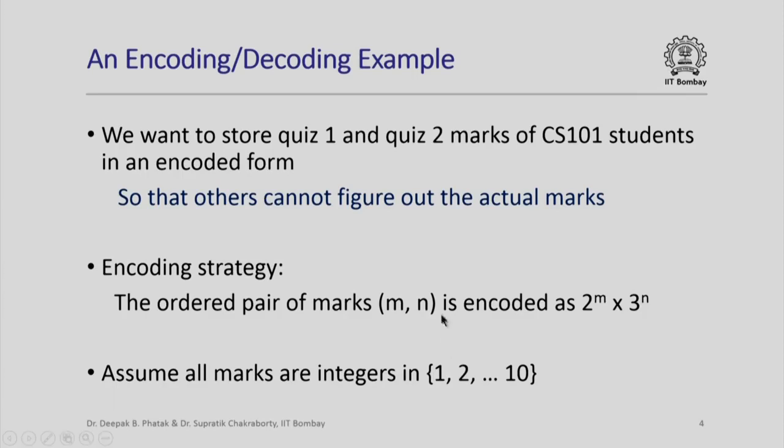Let us say that we are going to choose a simple encoding strategy. So an ordered pair of marks m comma n, m is the marks in quiz 1 of a student, n is the marks in quiz 2 of the same student. We are going to encode this ordered pair as the single integer 2 raised to m times 3 raised to n. And let us assume that all marks are integers in the range 1 through 10.